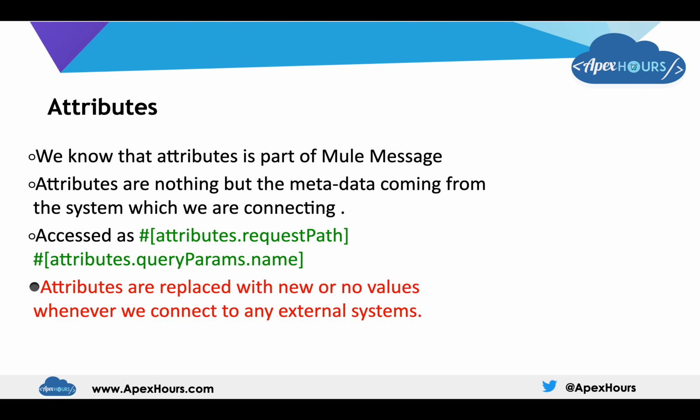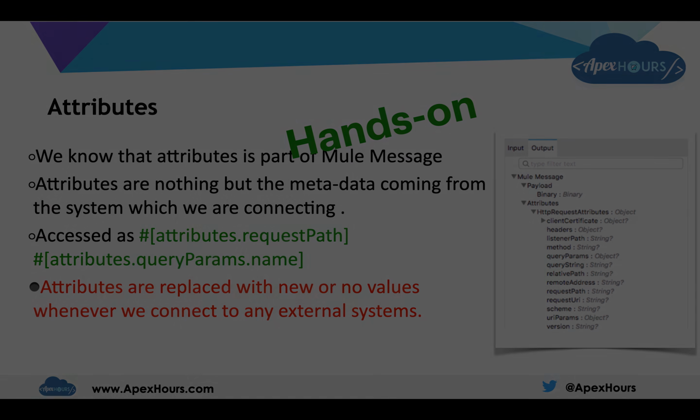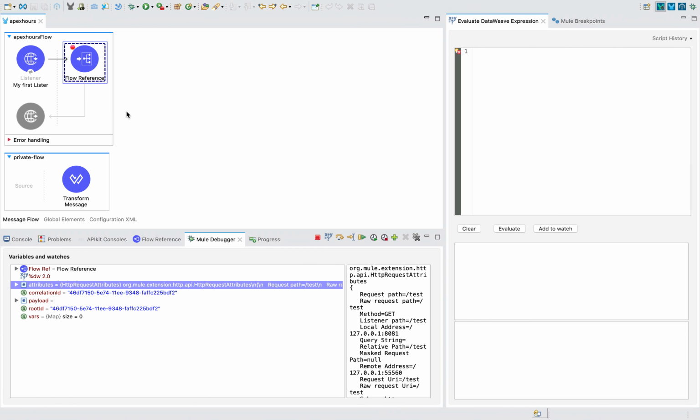And attributes are replaced with new attributes or with no values whenever we are connecting to any external systems. I have highlighted this in red because we are not going to discuss it in this session, but when we start connecting with Salesforce or database, you will understand how attributes are overridden. Okay, we are going to see that hands-on as well. So coming back, you can see still it is in the sending request mode because we are in debug mode.